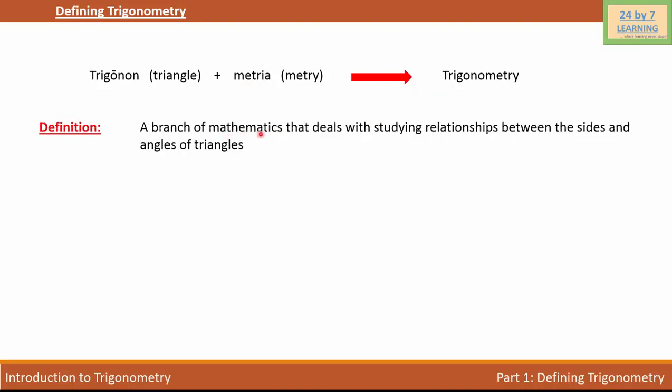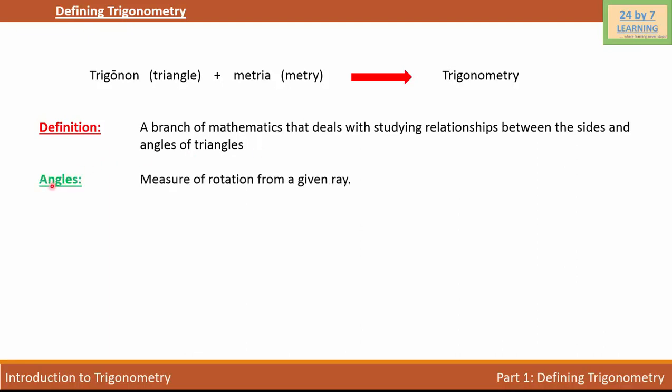A branch of mathematics that deals with studying relationships between the sides and the angles of a triangle. In other words, if we are studying the relationship between the sides and angles of a triangle, then that study is called trigonometry. Now let's try to understand different factors related to trigonometry.